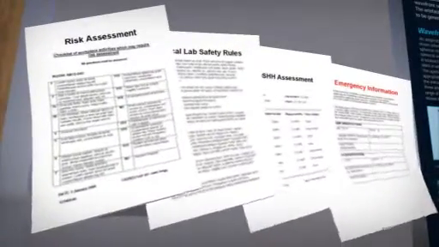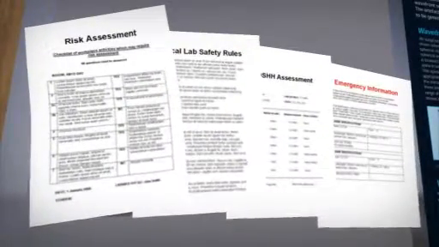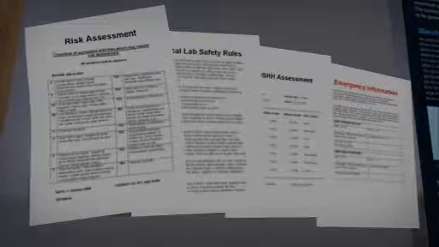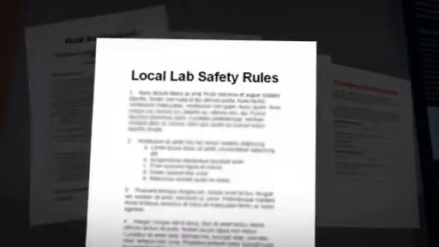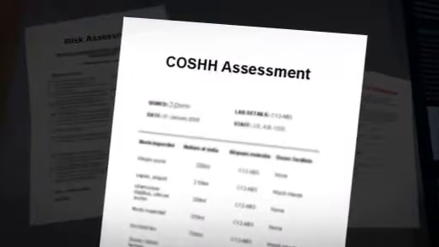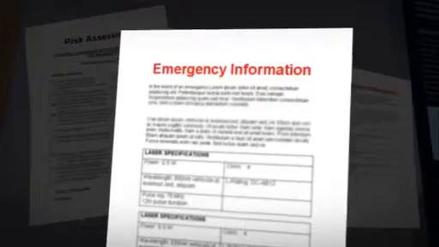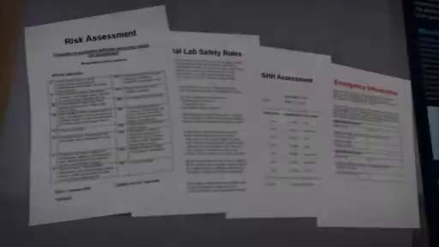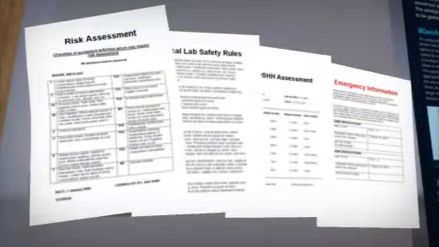Here on the door, there are signs and documents that tell us more details about the lasers inside. The document folder usually contains risk assessments, work instructions or local laboratory rules, and control of substances hazardous to health assessments, and other relevant safety information. Prior to undertaking any work in the lab, users are required to read and understand these documents.